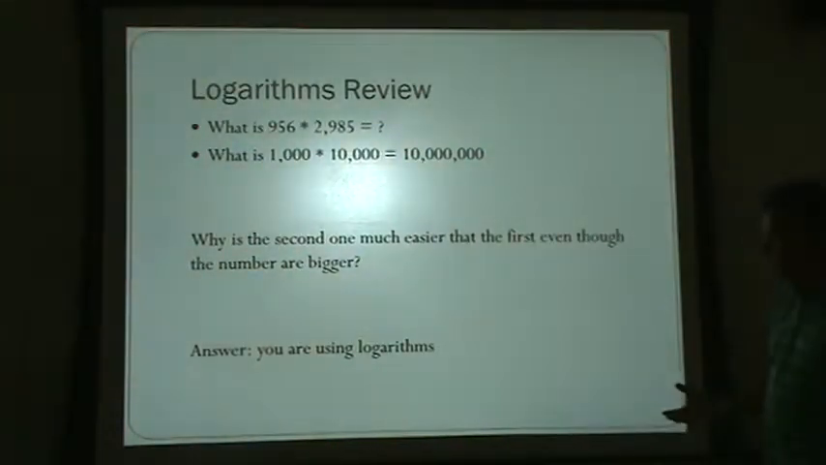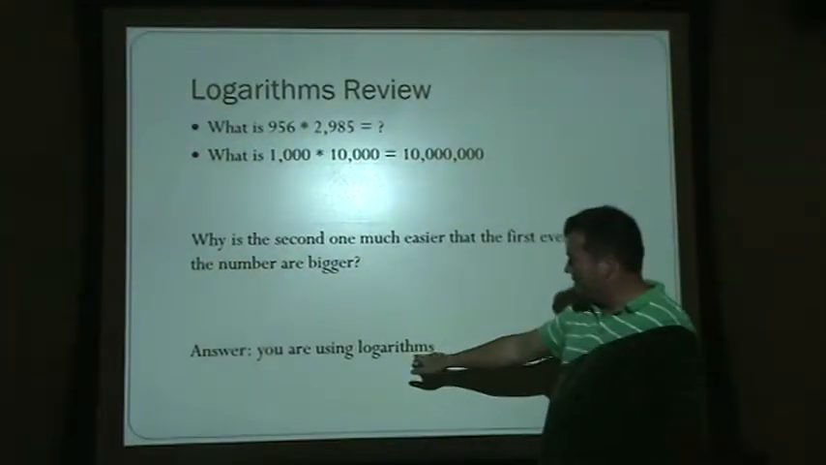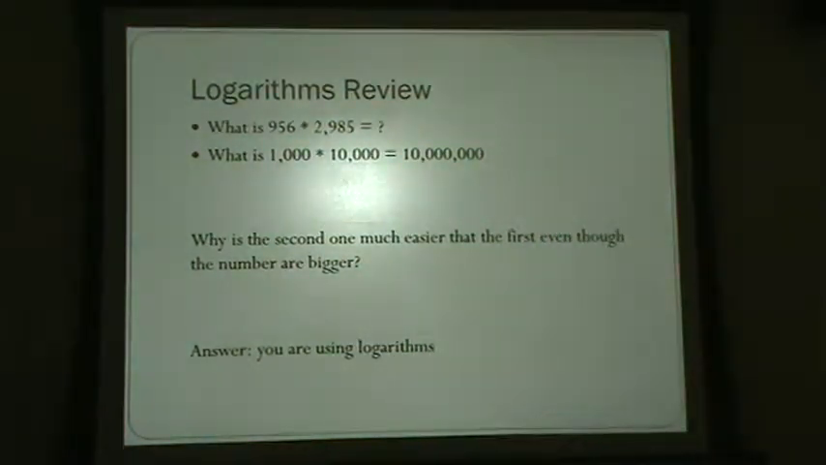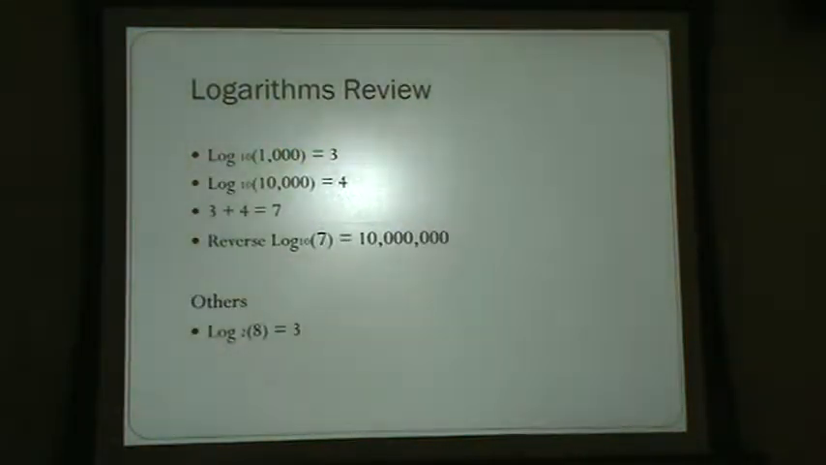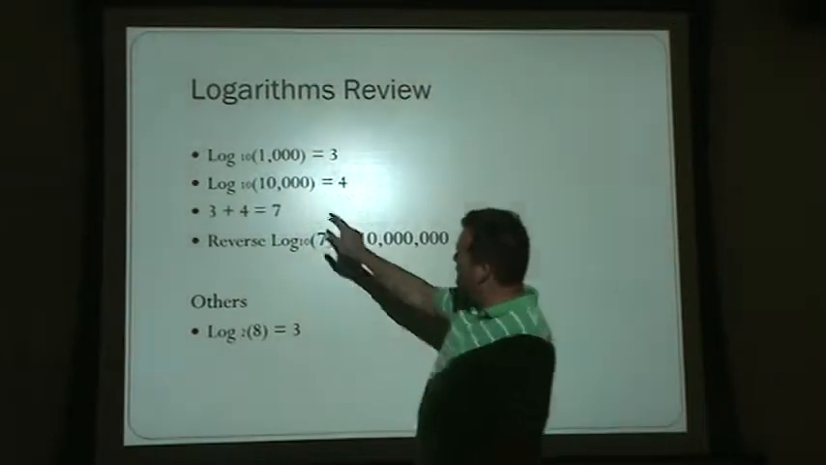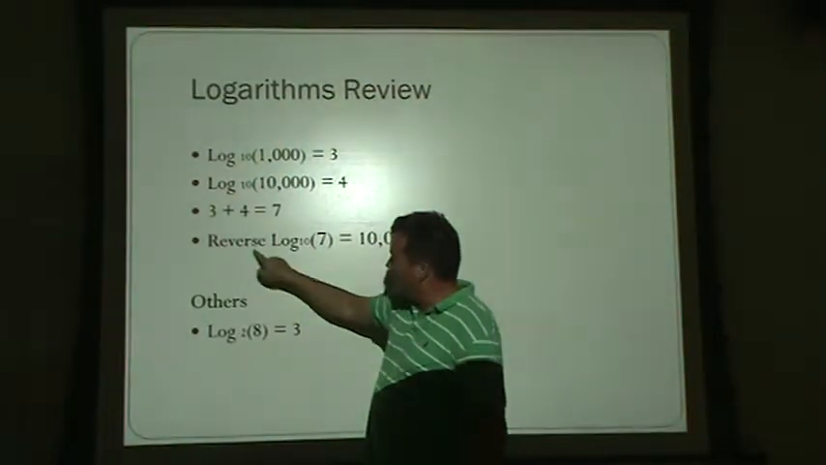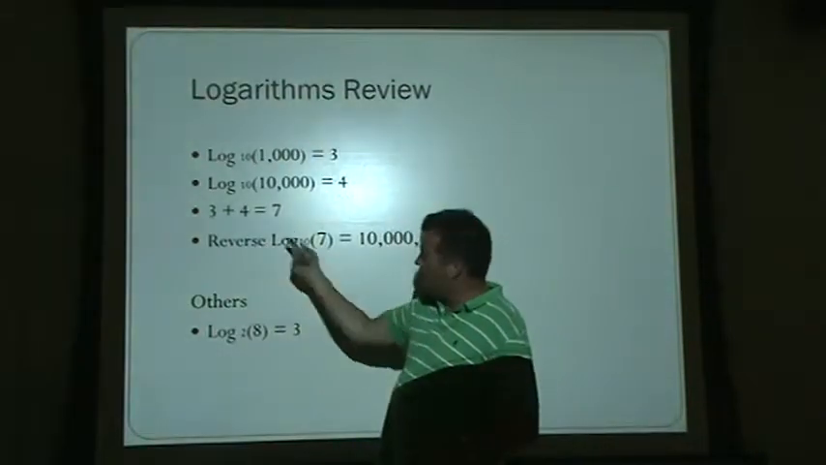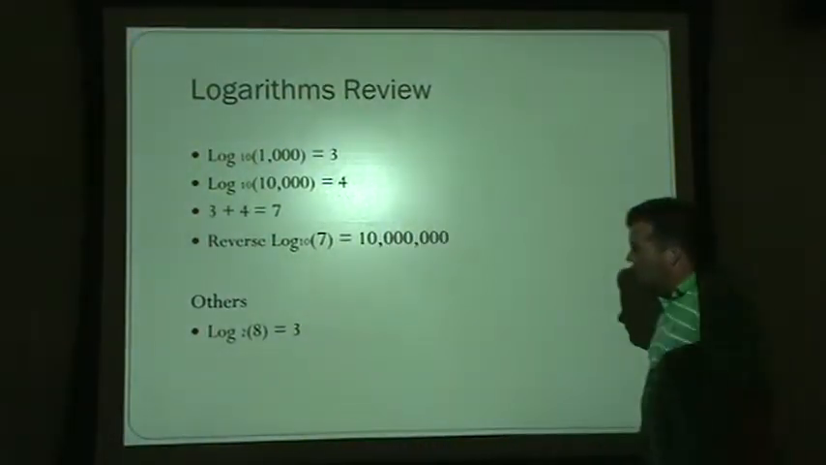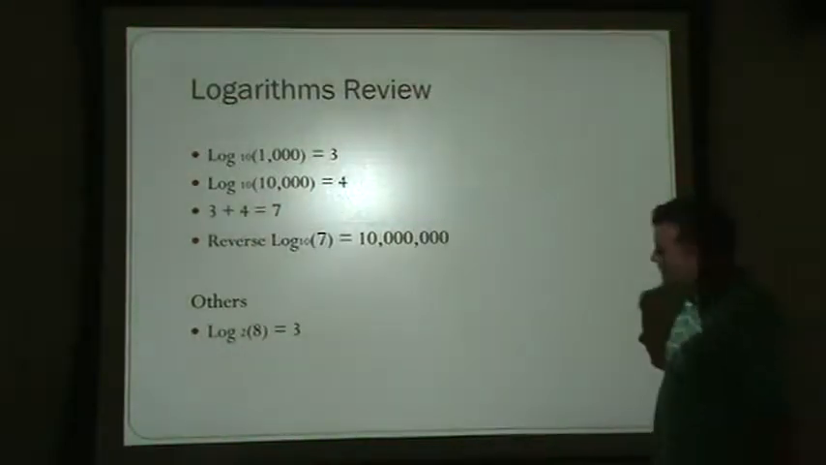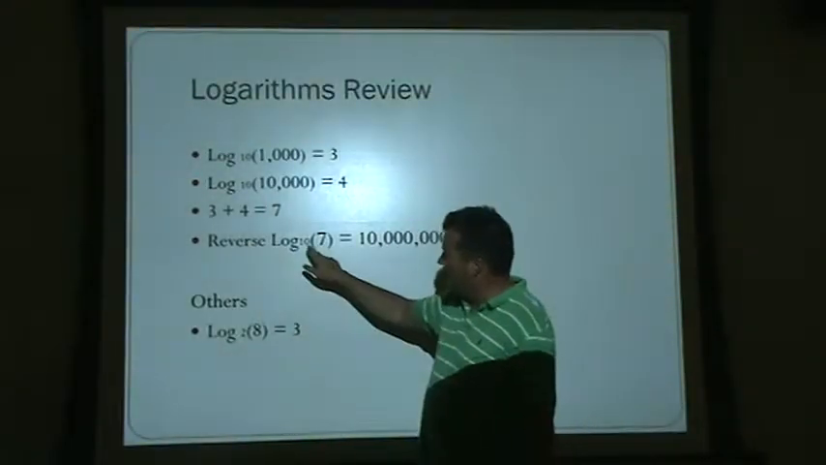But technically what we're doing is we're using logarithms, and we're actually using base 10 logarithms for this particular example. Logarithms have a particular base to them. So what we're really doing is saying that the log base 10 of 1,000 is 3, log base 10 of 10,000 is 4, 3 plus 4 is 7, and then we take the anti-log, the reverse of the log, of 7, and we get 10 million. And the logarithm doesn't have to be base 10, it could be base any number.